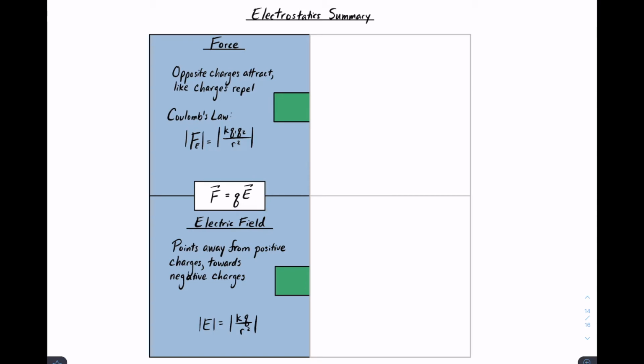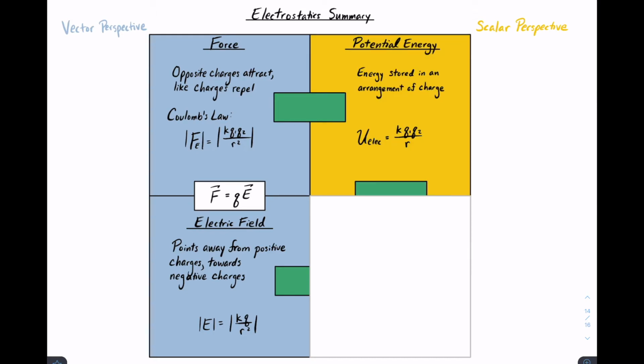Looking at why charges attract or repel using force and electric field is looking at this interaction from a vector perspective. We can also look at that same observation that opposite charges attract and like charges repel from an energy or scalar perspective. So from the perspective of energy, we would say that in a given distribution or arrangement of charge, there's some potential energy associated with that. And because there's some potential energy there, the charges are then able to move according to our observation.